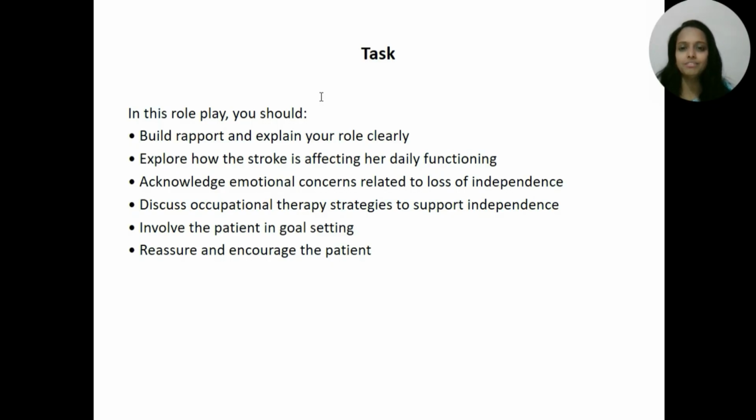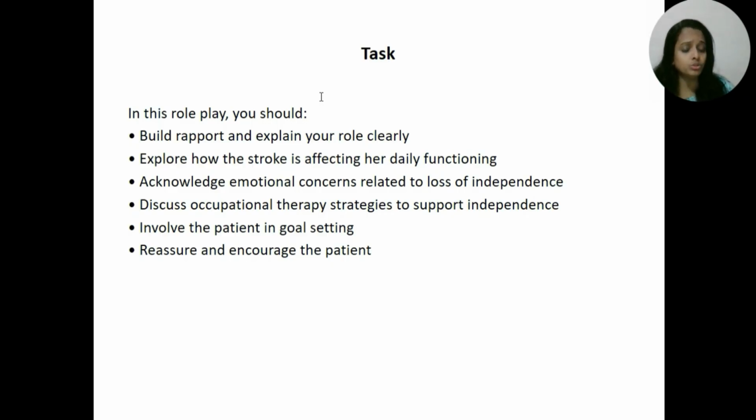Okay, it sounds like physically you have noticed some improvement, but certain activities are still much harder than they used to be. I can imagine that's quite frustrating, especially when you were used to doing these things independently for so many years. And it's very normal to feel that way after a stroke. And I'm really glad you are sharing this with me. You mentioned that cooking has become challenging, right? Could you tell me a little more about what happens when you are in the kitchen?